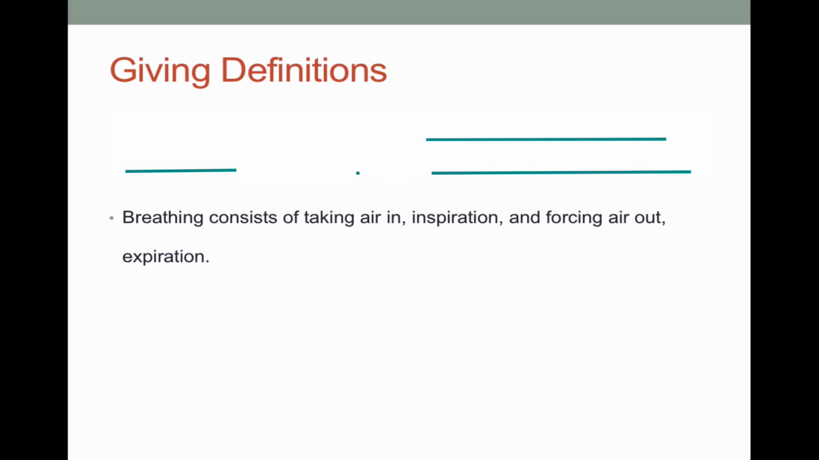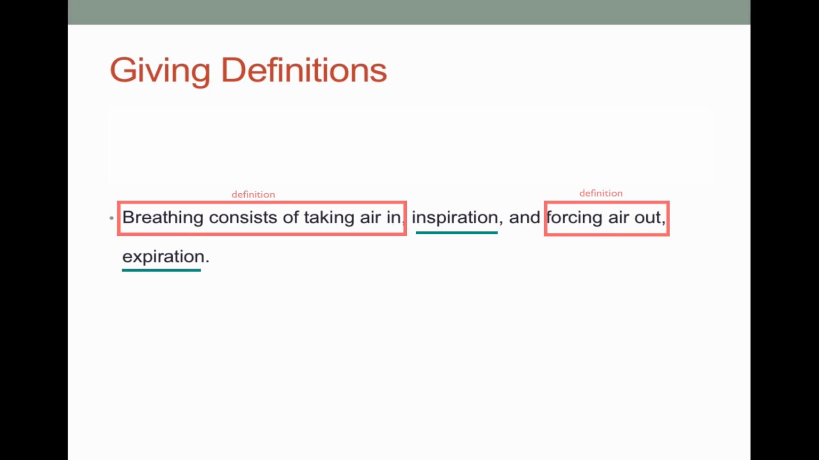Just like in this example, I have my words that I'm defining as my reduced adjective clauses, and the definition as part of the independent clause. For example, "Breathing consists of taking air in." Inspiration here is my reduced adjective clause, which would be "which is inspiration," but we deleted the which and the is. And "forcing air out" is my second definition, and the word that I'm defining is my second reduced adjective clause, expiration, or "which is expiration," but we deleted the which and is.